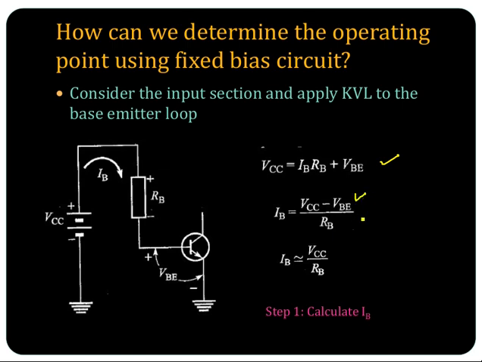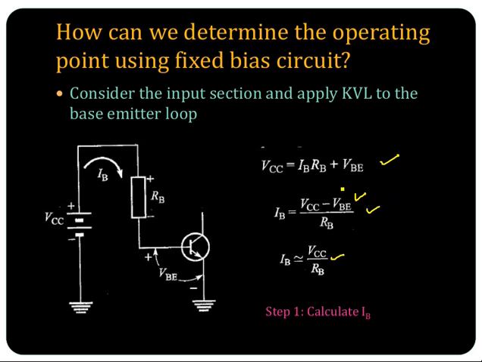If you know the value of VBE, that is, if you know the type of transistor, if it is silicon, it will be 0.7 volt, and if it is germanium, it is 0.3 volt. So if you know the value, you can substitute and find the actual value of IB, or you can approximate IB to be VCC by RB. So this VBE value depends on whether it is silicon or germanium.